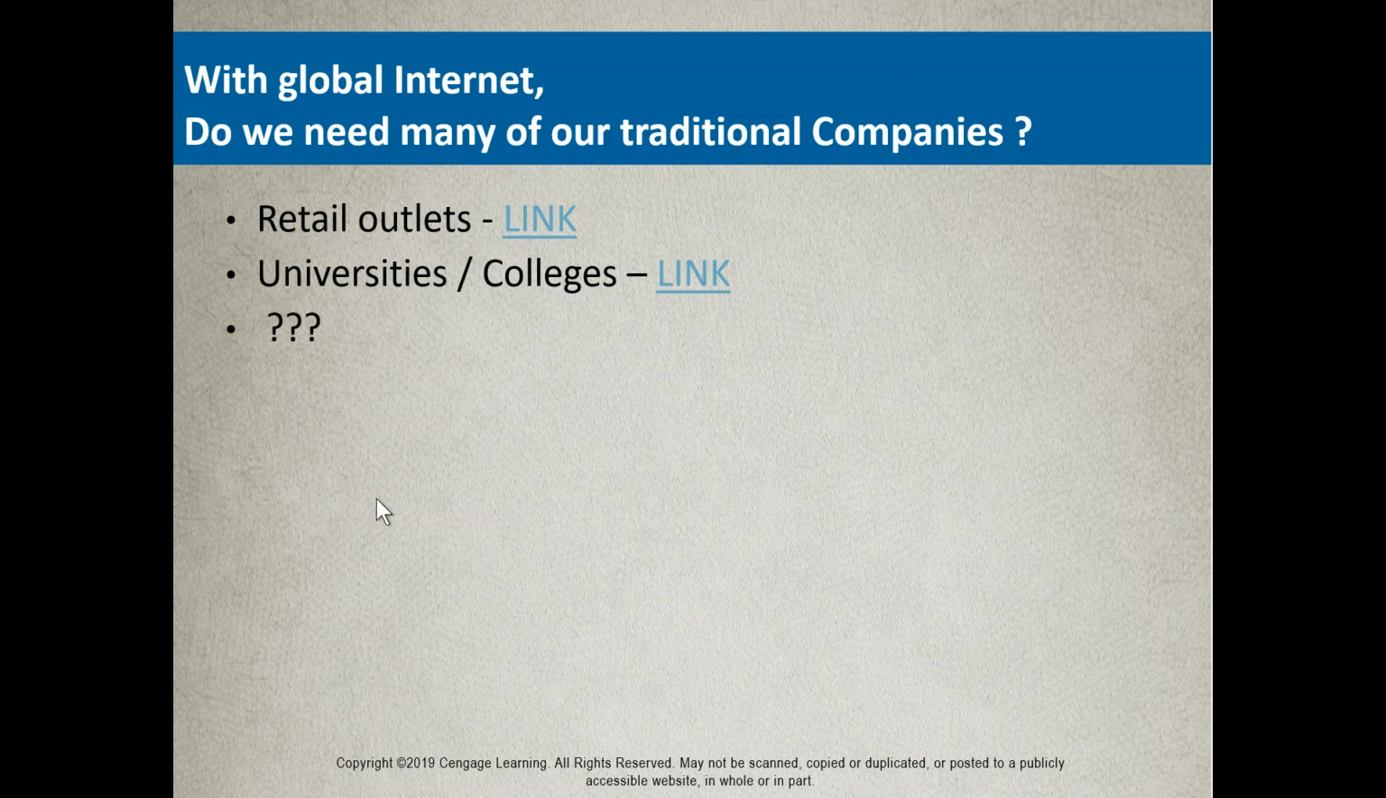A question I came up with is, with this global internet, why do we still need so many traditional companies like retail outlets? I put a link in here if you want to have a look. Why do we need retail outlets like shopping centers? Sometimes we need things to purchase right away, like food, for example. That makes sense. But even food, we can have large distribution centers within regional areas, order online, and have it shipped within hours or within the day.